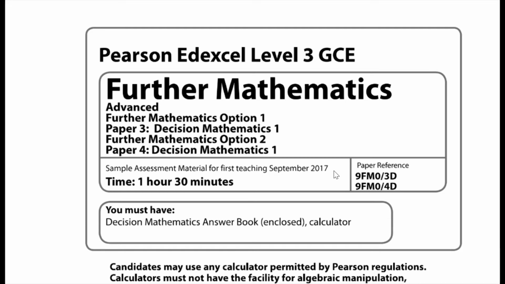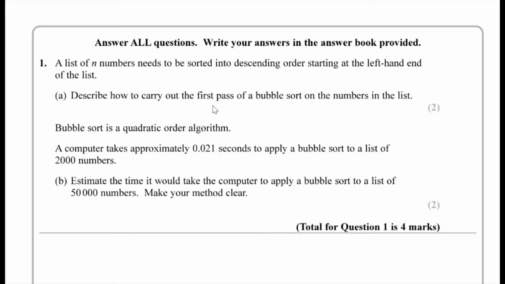Hi guys, this is the EdExcel Further Maths Decision 1 paper from the sample papers. Okay, so let's just get straight into it. Question 1.